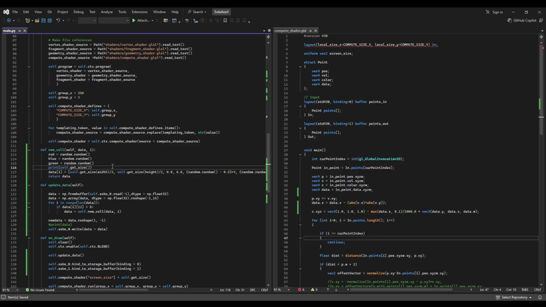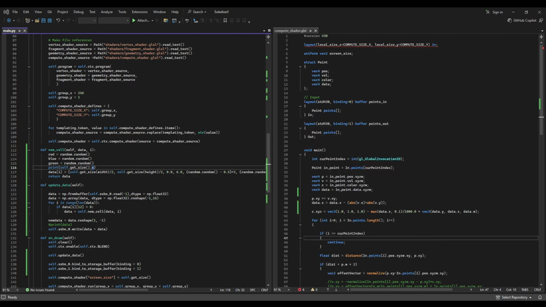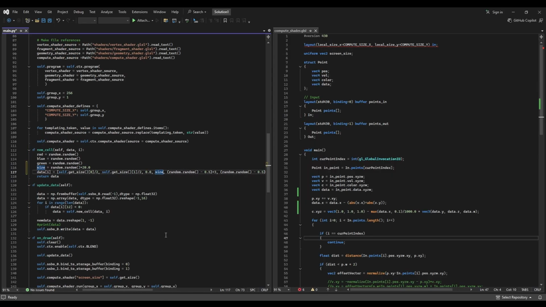So that was a lot of explanation about how the cells actually work. I'll just shut up for a little bit and let the pretty colors of the actual final result play out for a little bit.